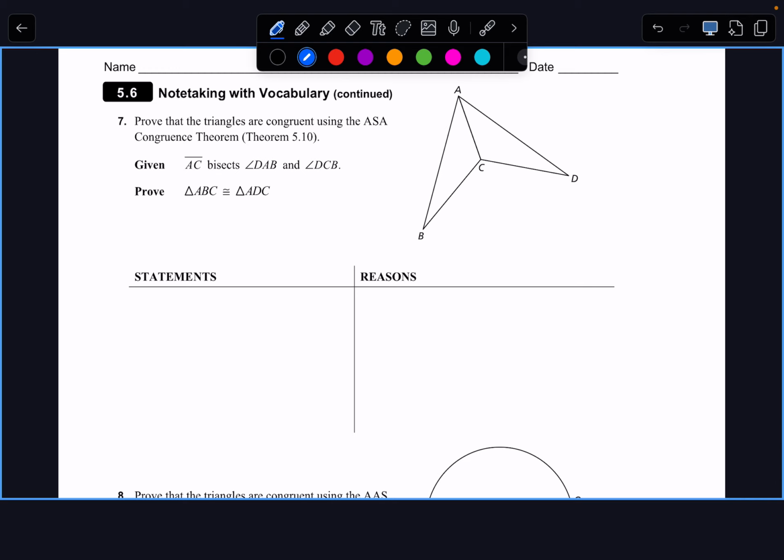I was on the wrong page one time. Whoops. All right. So it says that AC bisects angle DAB and angle DCB.